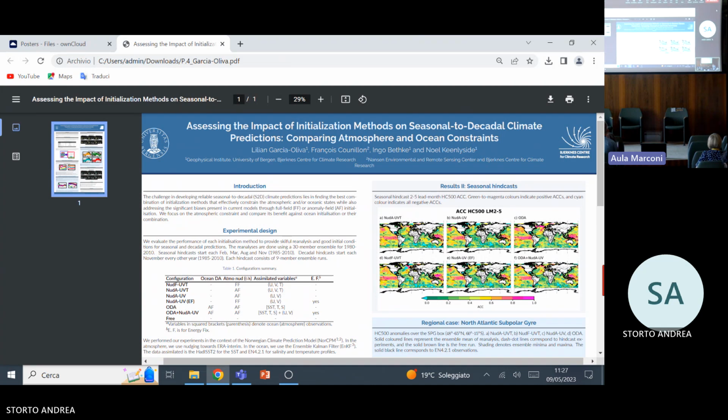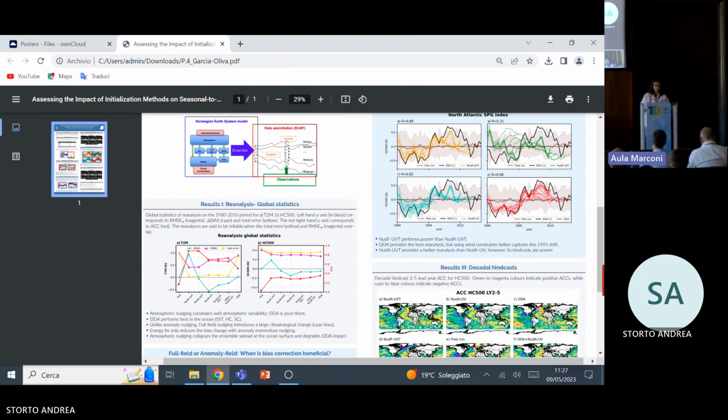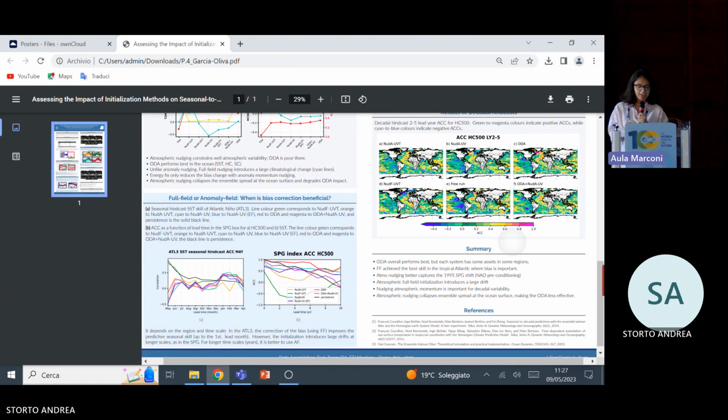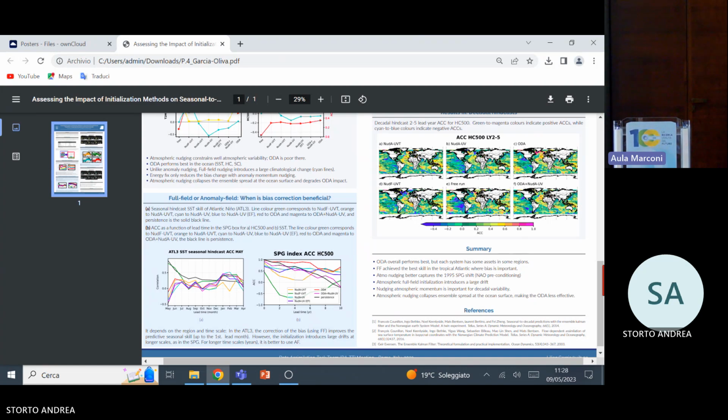Overall, what we found was that anomaly or full field initialization will be good in some cases, in some regions, and for some timescales. Okay, so I think that's more or less everything. If you have some questions, or if you are curious about it, you can visit me at poster number 4.